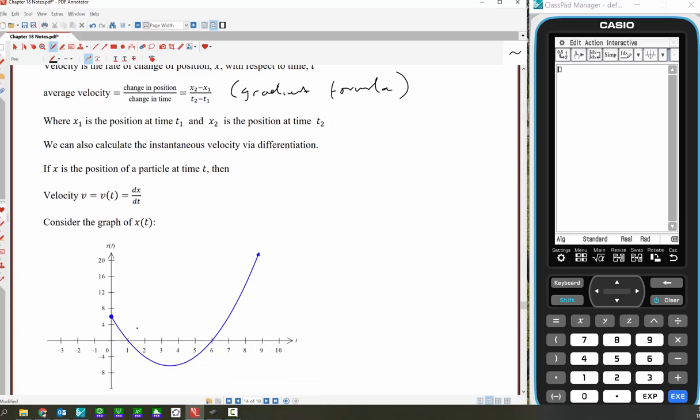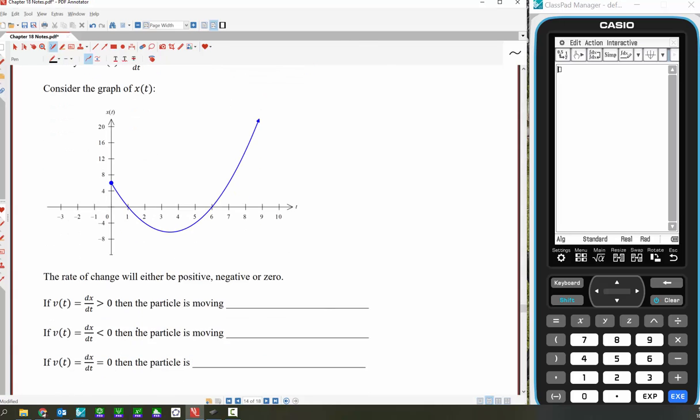Now, we can also calculate the instantaneous velocity via differentiation. So if we know the position with respect to time, the velocity function can be found by just finding the derivative of the position function. Let's try it out. So here's the graph of x of t.